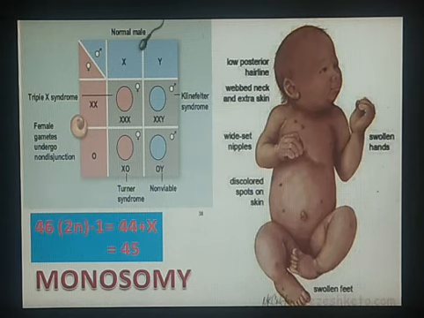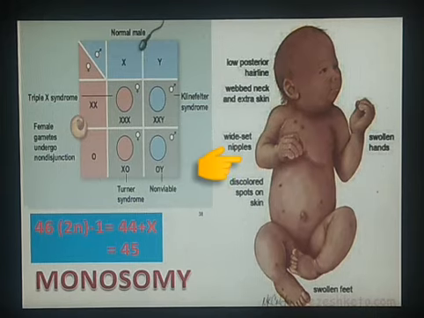So the total number of chromosomes in these individuals will be 45. That means the autosomes will be 44 and only one X chromosome in them. Since here there is one chromosome less, we call this condition monosomy, because of which the affected individual will have several symptoms.